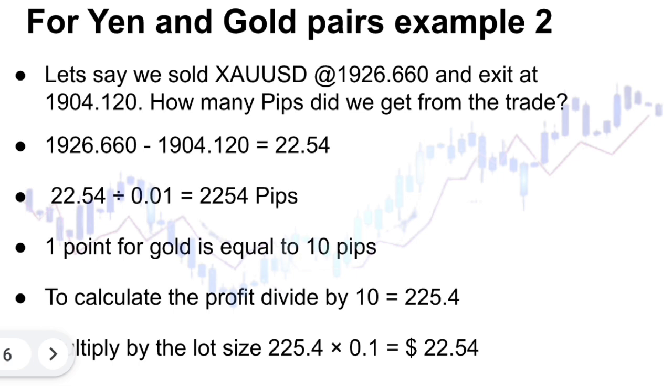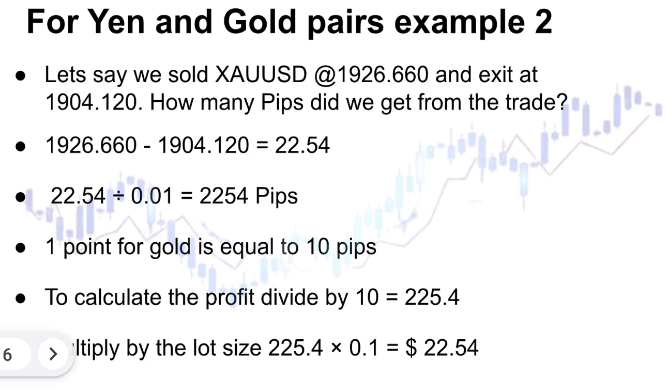In this example, we're going to be calculating for gold. Let's say we sold gold, XAU/USD, at 1926.660 and we exit at 1904.120. How many pips did we get from this trade? So just like we have been doing, you subtract your entry from your exit. Once you have subtracted it, you have 22.54. Now all you need to do is divide by 0.01, which gives 2254 pips.